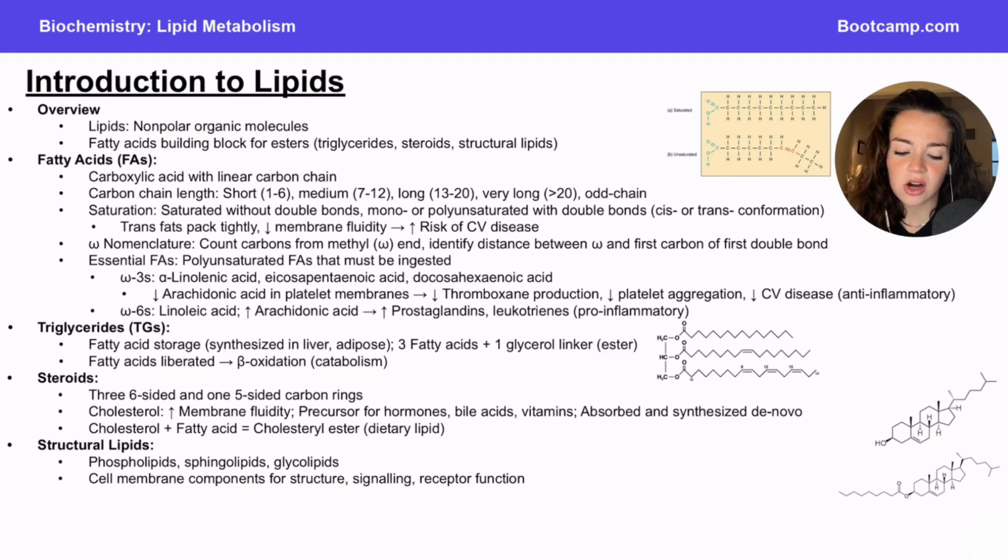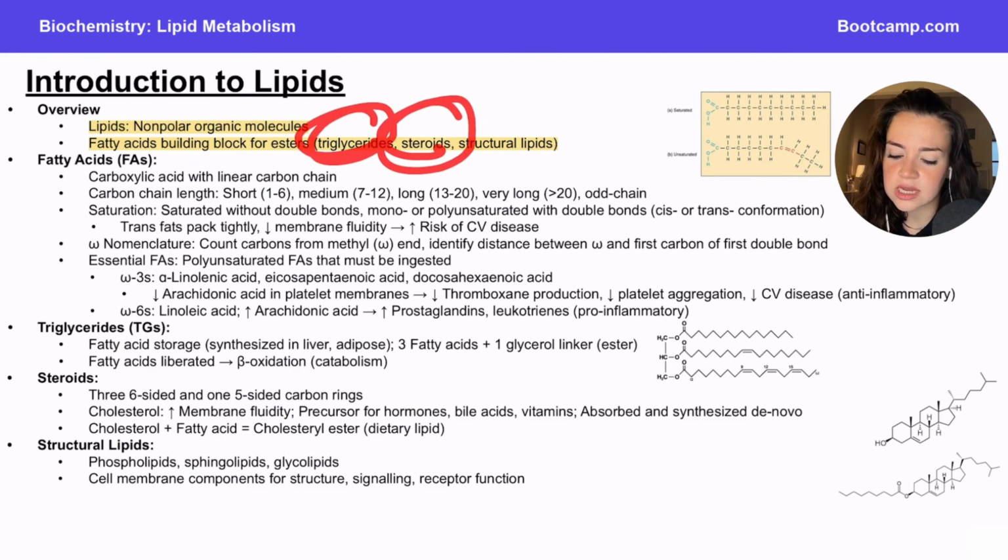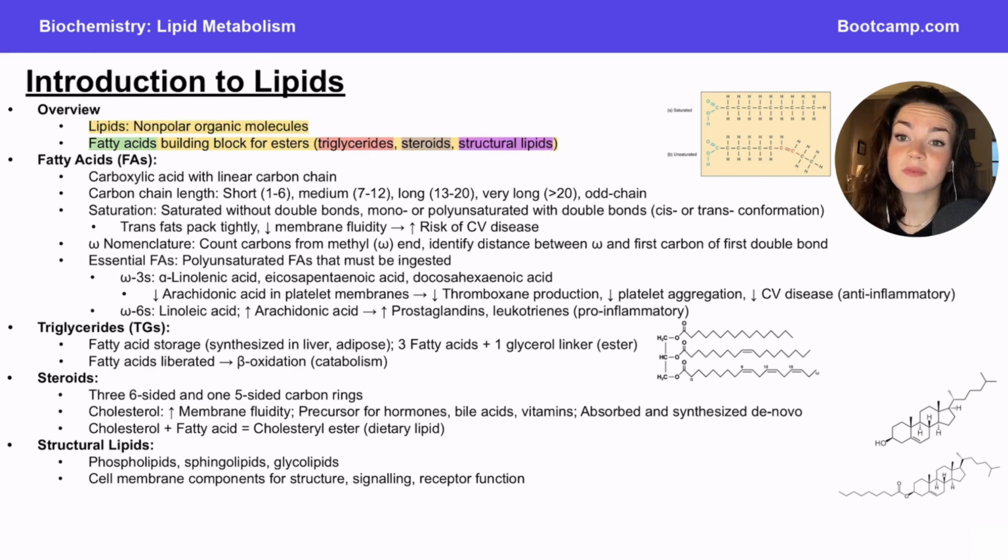So lipids are non-polar organic molecules, and there are lots of larger structures that lipids can take, but the building block is going to be called a fatty acid. And those fatty acids can come together and esterify, form an ester, and assemble into larger structures like triglycerides, steroids, and structural lipids. So let's start off by talking about fatty acids, those building blocks.